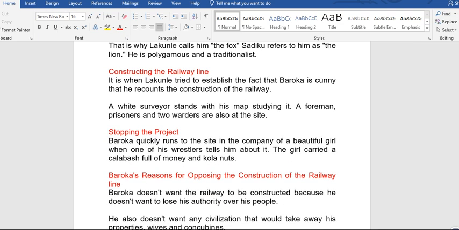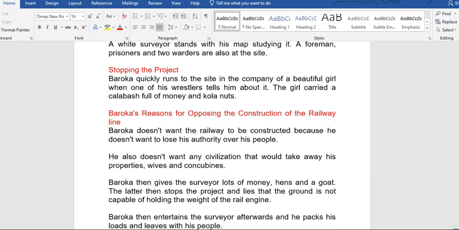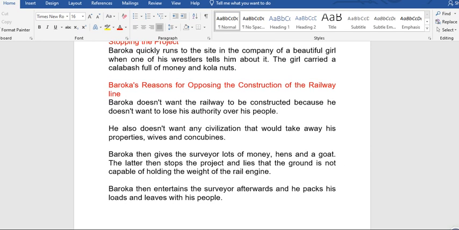Now, constructing the railway line. It is when Lakunle tries to establish the fact that Baruka is cunning that he recounts the construction of the railway. While the surveyor stands with his map studying it, a foreman, prisoners, and two warders are also at the site. That is the next stage, stopping the project. Baruka quickly runs to the site in the company of a beautiful girl, when one of his wrestlers tells him about it. The girl carried a calabash full of money and kola nuts.